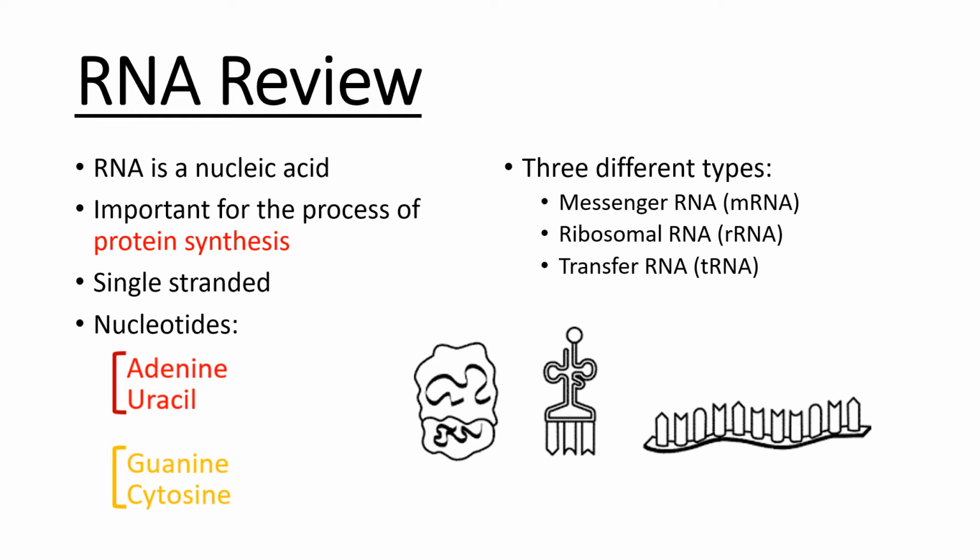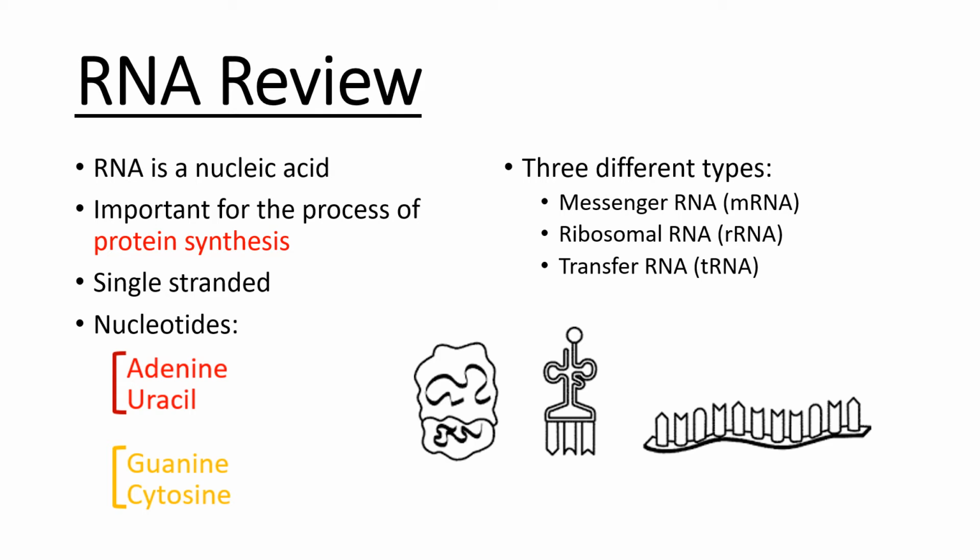The major difference between DNA and RNA is that RNA is single-stranded. So we don't have any hydrogen bonds between two strands. Here we just have one single strand of nucleotides. And instead of having thymine, we have uracil. So adenine and uracil will pair together, and guanine and cytosine will pair together.